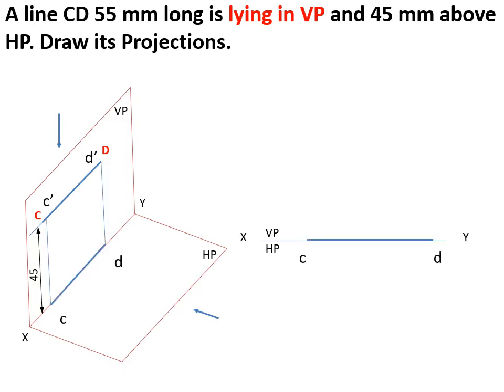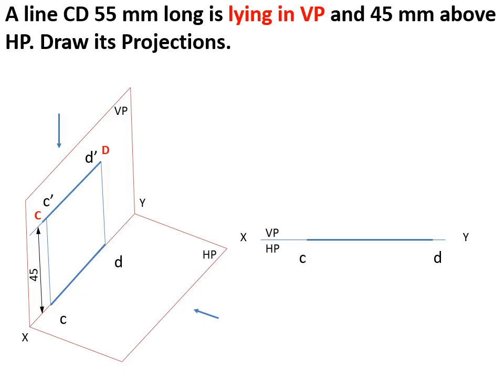You can draw the XY reference line. The top view of CD is lying on XY, so C and D. It is easy for us to complete the top view. Length of the line is 55 mm. You can represent it in either the front or top view. No need to represent the 55 mm length in both the views.